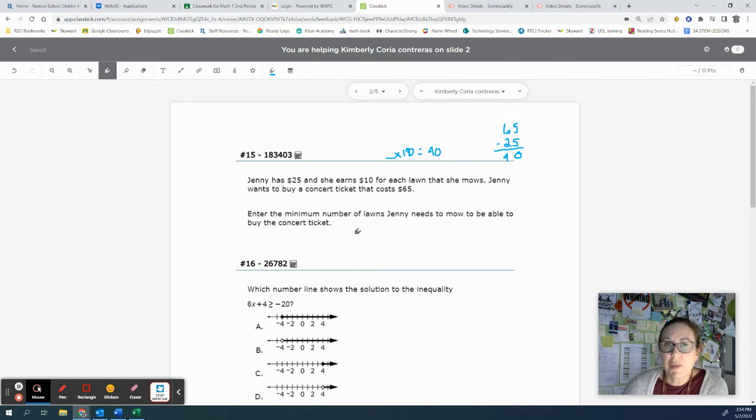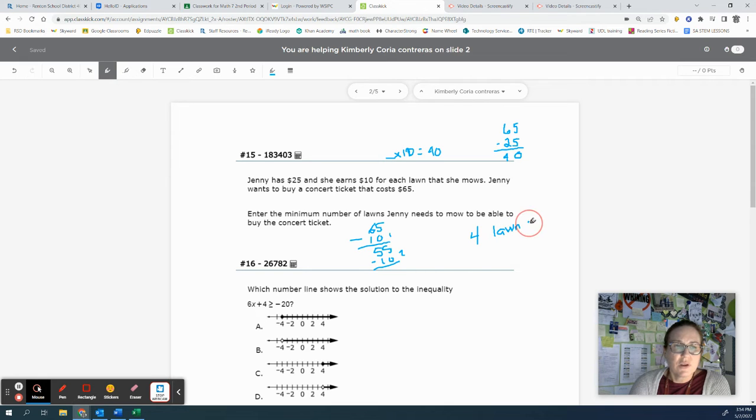You could also set it up as an equation, or you could say, I know she's got 65. If she mows 1 lawn, 65 minus 10 is 55, minus 10 is 45, and keep doing that until you get down to 25, and then count up how many tens. How many lawns did she mow? She mowed 1 lawn, 2 lawns, and it'll end up being 4 lawns. So 4 lawns.